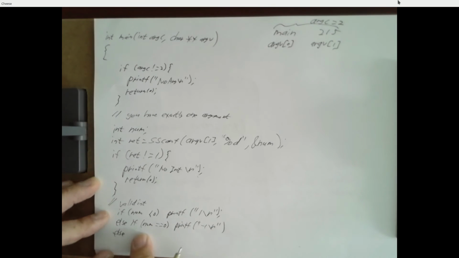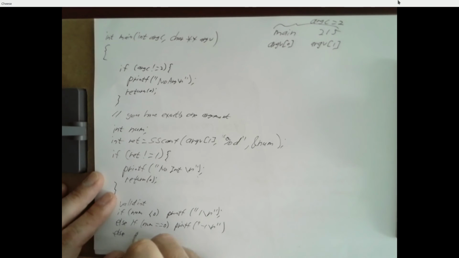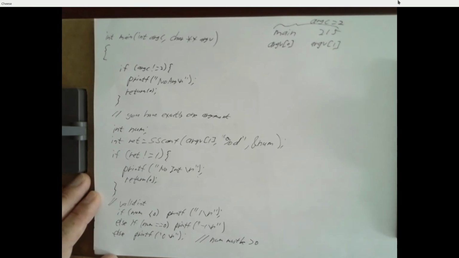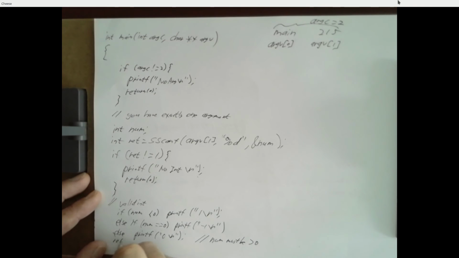Else, well, I could say if num is bigger than 0, but I know if it's not less than or equal to 0, it must be bigger than 0, because those are the only three possibilities. So else, print a 0. And I might put a comment here: num must be positive. Right? So when I come back to this in 5 years, it's like, oh yeah, okay, that's why I didn't have an if statement there. And then just return.